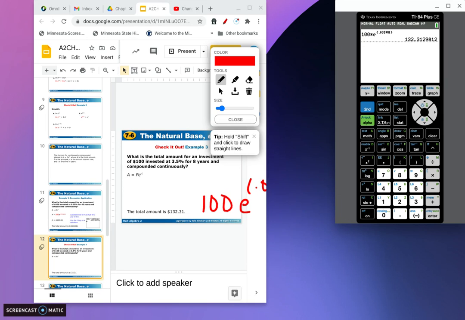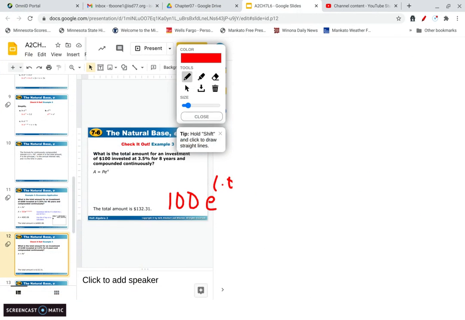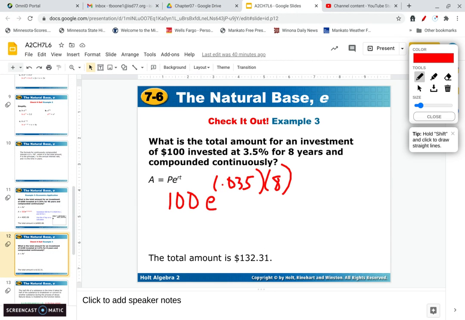All right, so that's what we're working on. All those same properties, remember, hold true. When you see the natural log, remember that just means log base e. That's all it is.